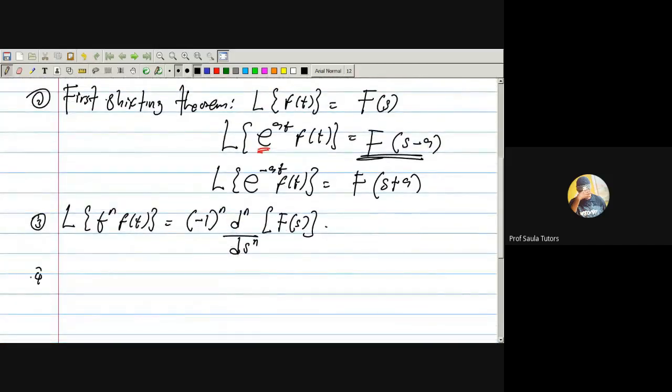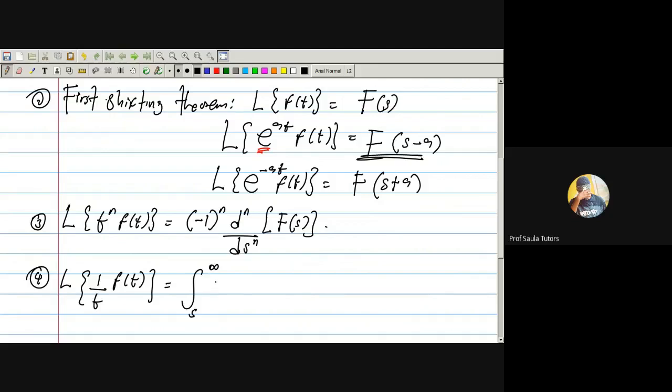So number 4. Another property we are going to be looking at is how we find the Laplace transform when we divide by t. When we divide by t, you say it is the integral from s to infinity, then what do we have?